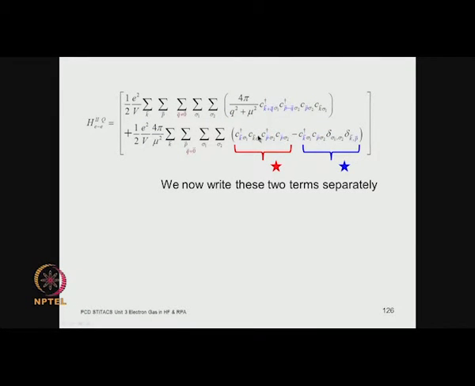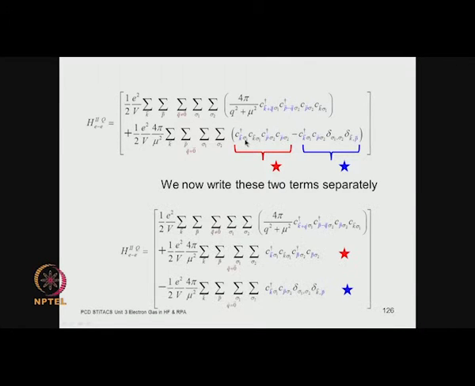Now let us look at these terms carefully. There are 2 terms in the second part corresponding to q equal to 0. One is what I indicate by the red star and the other by the blue star. And what I will do is rewrite this expression with these two terms explicitly spelled out. Instead of putting them together in a bracket, I will write them as two separate terms.